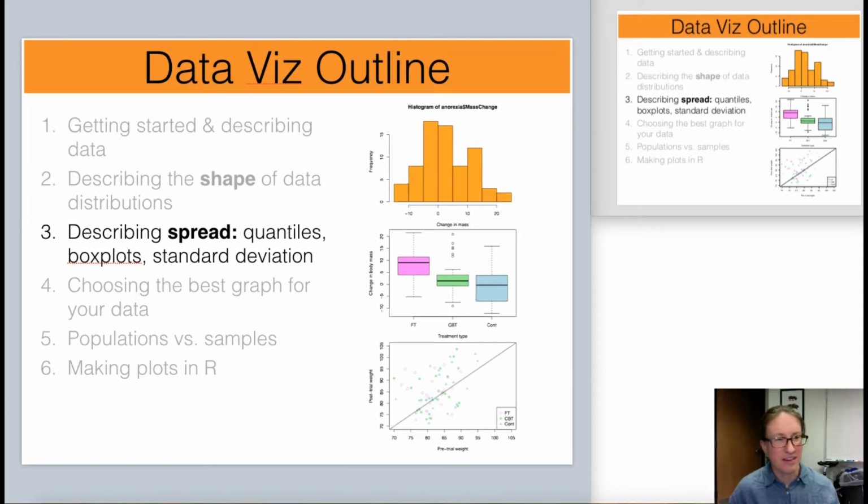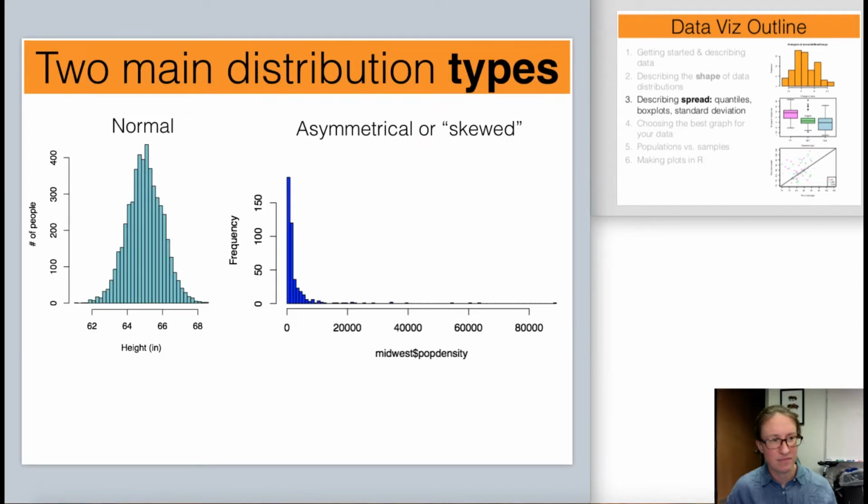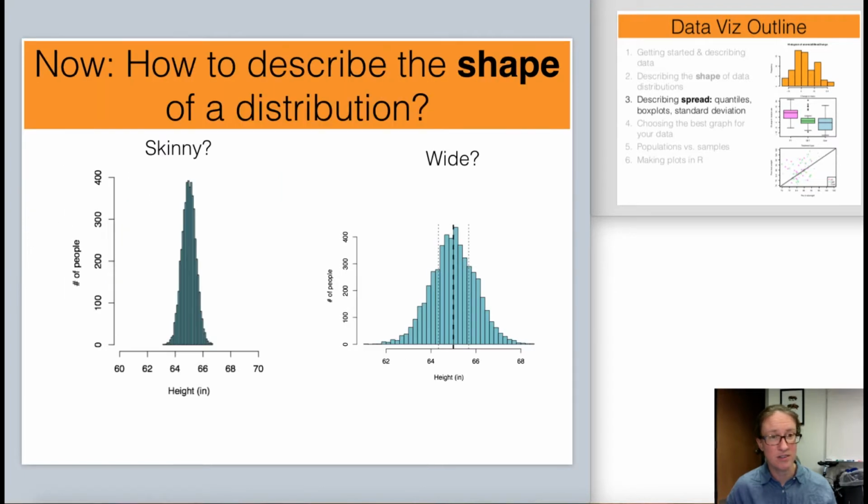Okay, we're back. We looked at how to describe the shape of a data distribution, and so now it's time to talk further about how to describe spread for data. So more on quantiles, box plots, and the standard deviation. Okay, so we looked at normal or skewed distributions.